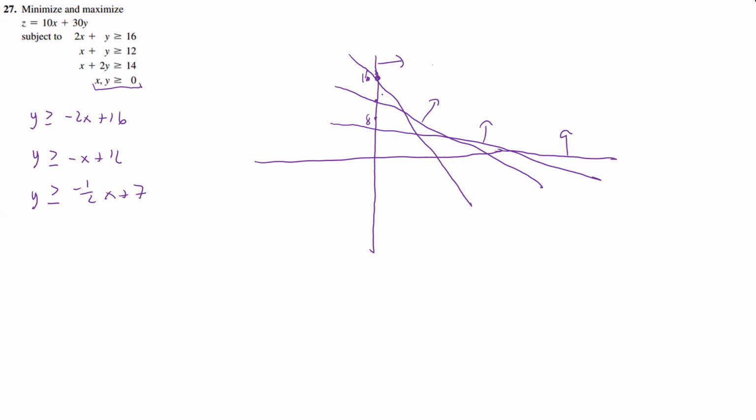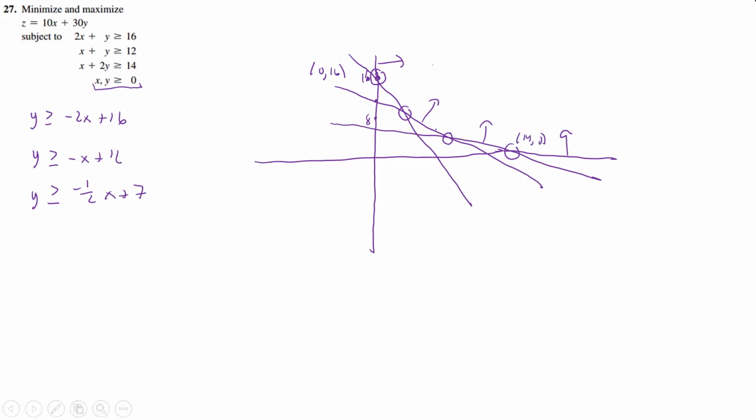So what do we have to do? We have to find that point. Well, we already know that one. That's 0, 16. We have to find that point, and that point, and that point. Well, that point is if we plug in 0 into this equation. So that's going to be 14, 0. All right, so we just have 2 points to find.